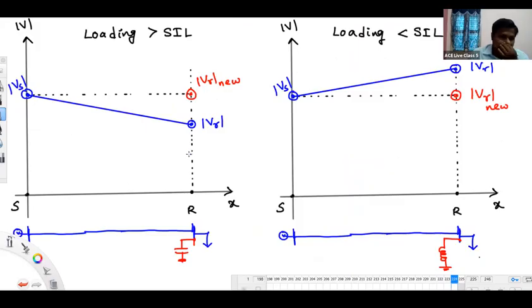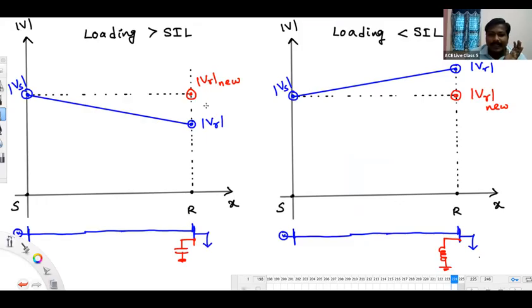You see, in the first case, we are keeping a shunt capacitor bank here. Second case, we are keeping a shunt reactor bank. We are making mod VR equals mod VS. How will the voltage be throughout the length of the line now? I am asking you, how is the voltage throughout the length of the line? Will it be equal or unequal?